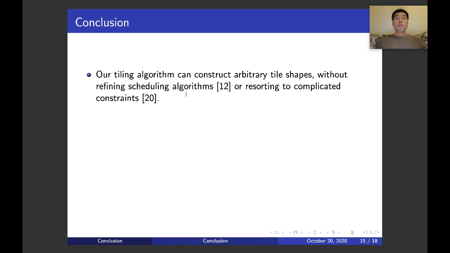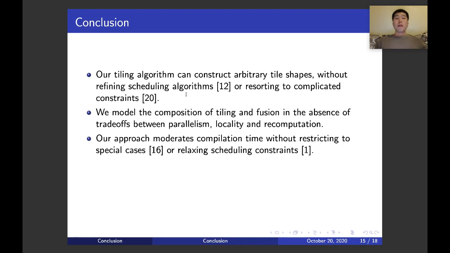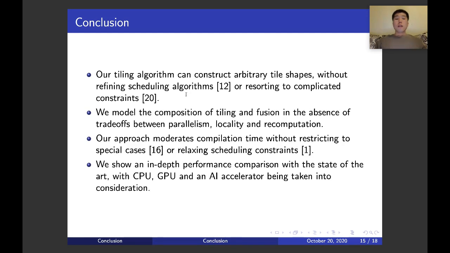This paper presents a tiling algorithm that can construct arbitrary tile shapes. Second, our approach can model the composition of tiling and fusion without trade-offs between parallelism, locality, and recomputation. In the third place, our approach can reduce compilation time without restricting special cases or relaxing schedule constraints. In the experiment, we show an in-depth performance comparison with the state-of-the-art on different architectures like CPUs and GPUs. In particular, an AI accelerator has also been taken into consideration.